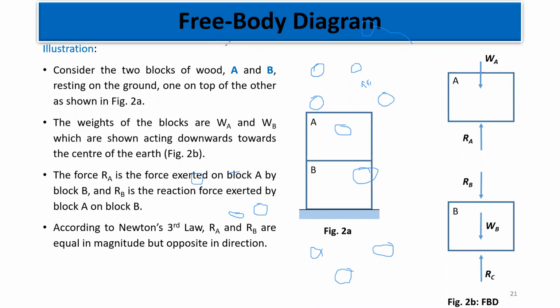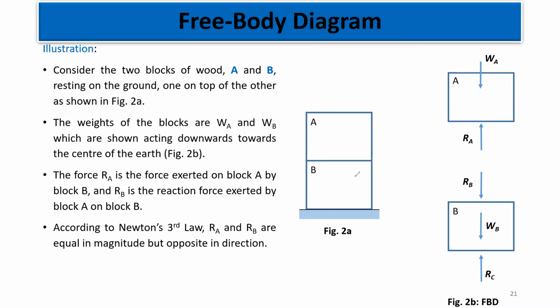So the third one we say is what? We are having two blocks with one lying on the other, and the other one in turn is lying on what? The floor, you see, or on the ground. So if you have such a problem, how do you analyze it? How do you come out with the free body diagram?